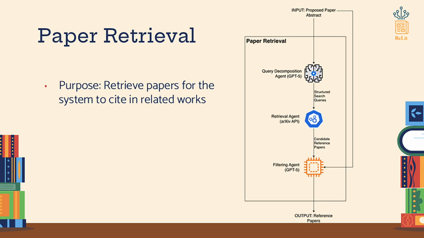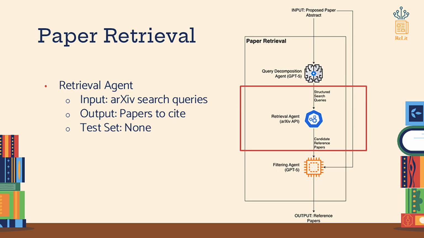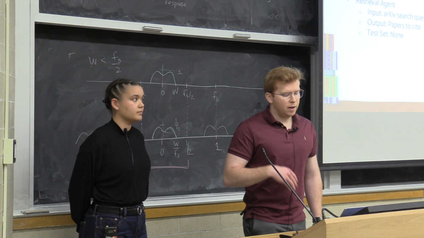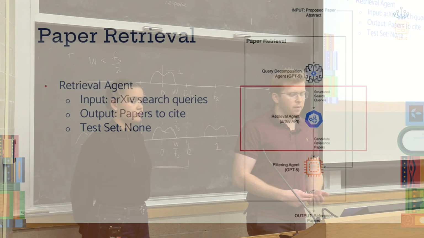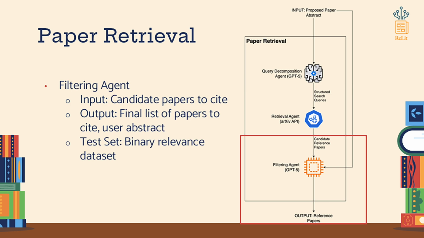The first stage is retrieving the papers we'll be citing from the ArXiv API. This starts with a query decomposition agent, which takes in the input abstract and breaks it down to 3 Boolean search queries, which are going to be sent off to the ArXiv API by the retrieval agent. What they get back are papers that we're going to cite, and it parses the PDFs for the text and metadata. Now, not all the papers initially retrieved are going to be relevant to the user's research, so we introduced the filtering agent, which compares each of the candidate papers against the input abstract and discards any irrelevant papers.